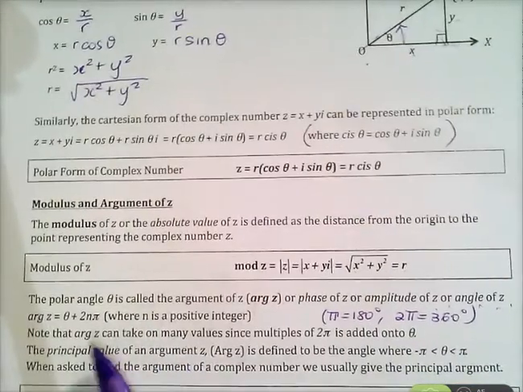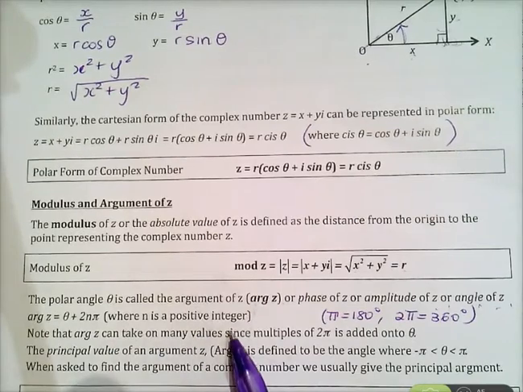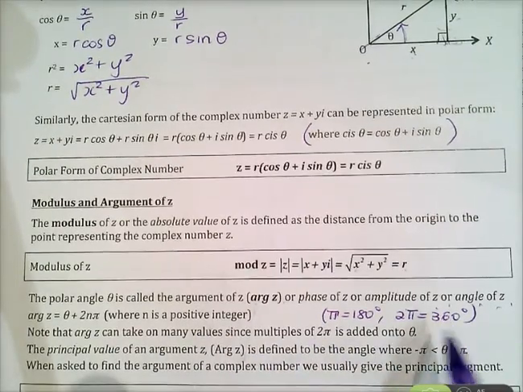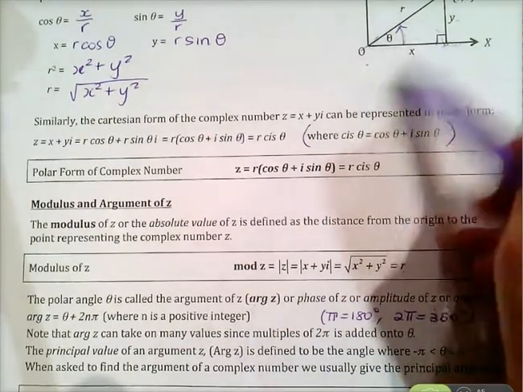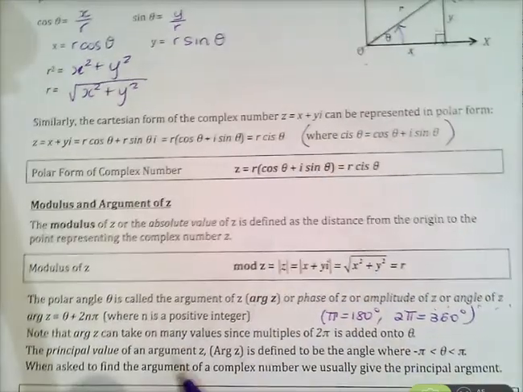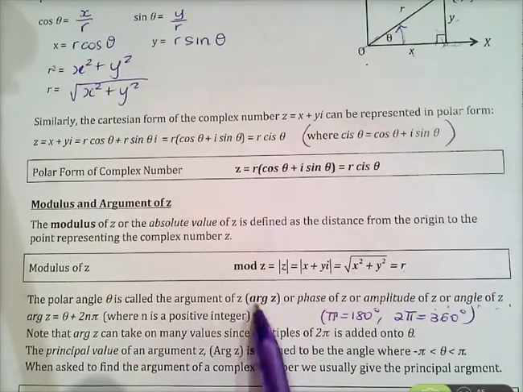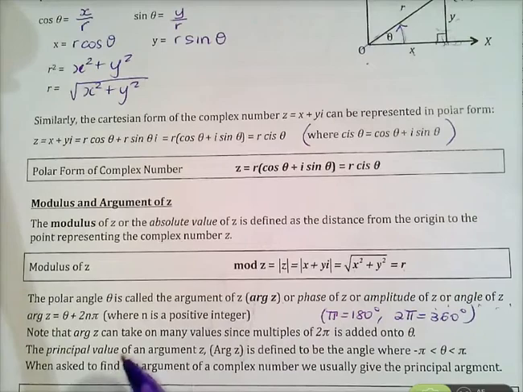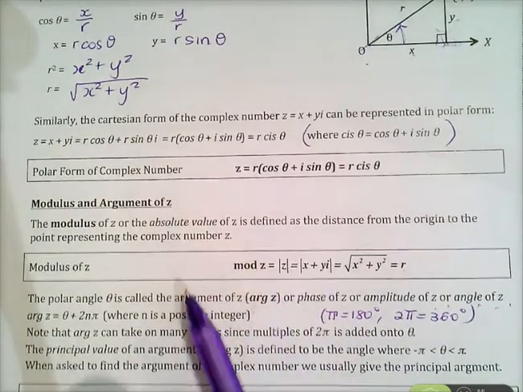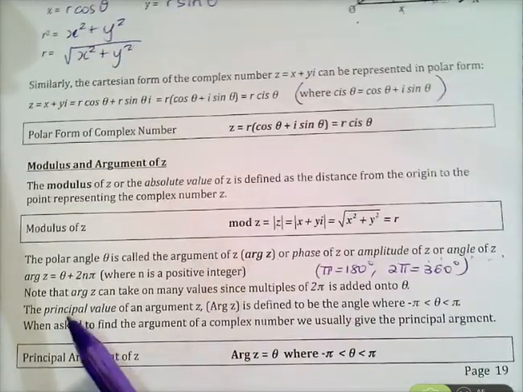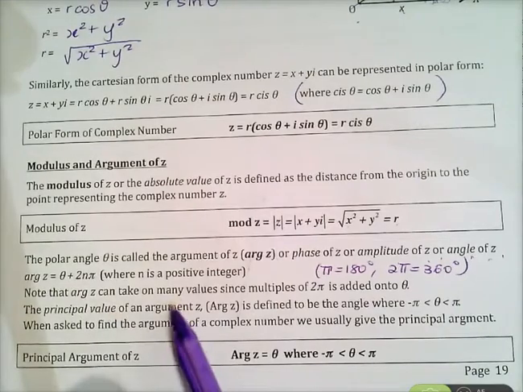So note that arg z can take on many values, since multiples of 2 pi or 360 degrees are added onto theta. But it is exactly the same spot every time. Now, the angle theta is called the argument of z. There is another definition that you need to know, and it's called the principal value of the argument.